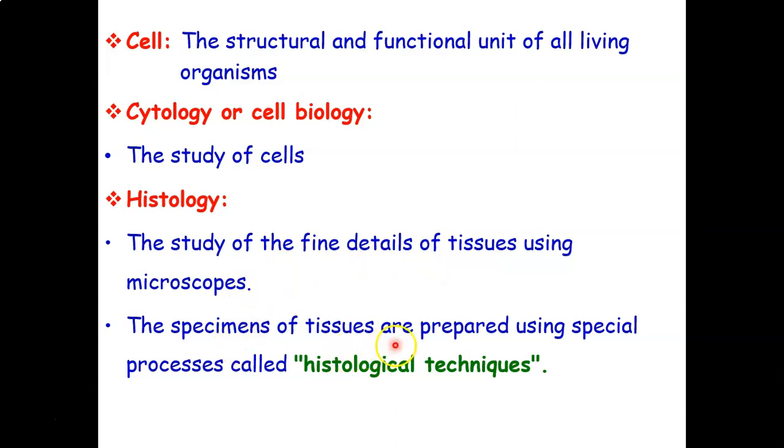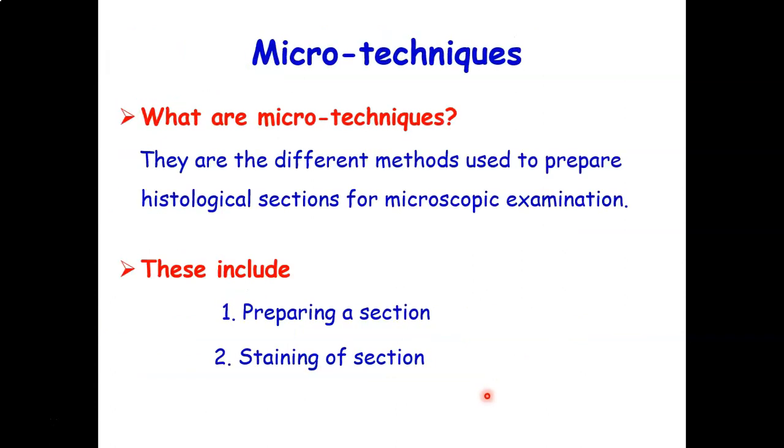Specimens of tissues are prepared using special processes. We call them histological techniques. So how could we study the cell and the tissues? We study them through different techniques, which we call histological techniques. Microtechnique refers to the different methods used to prepare histological sections for microscopic examination.